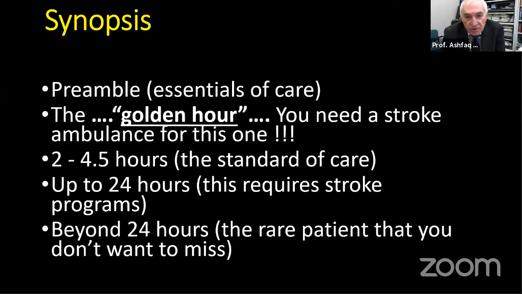The main portion of my talk is broken down into 4 sections, and these relate predominantly to the outcomes with reperfusion success. My first part would be on the golden hour, which is where the stroke ambulance becomes very important. And I'll show you why treating in the first hour gives you very good results. We'll then talk about the standard of care for thrombolysis, which is approximately between 2 to 4.5 hours.